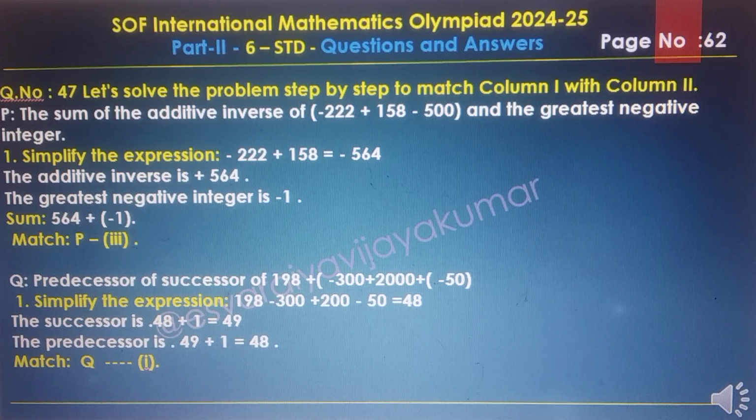P is the sum of the additive inverse of minus 222 plus 158 minus 500 and the greatest negative integer. Simplify first: minus 222 plus 158 minus 500 equals minus 564. The additive inverse means the negative value of this, so it is plus 564. The greatest negative integer is minus 1, and 564 plus minus 1 gives 563. We are matching P to 3.